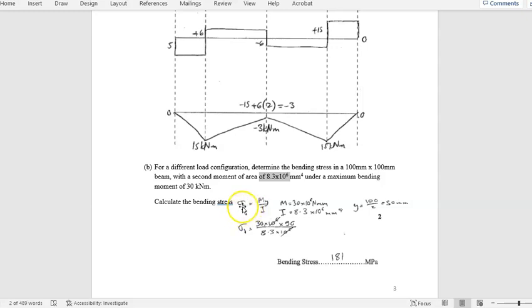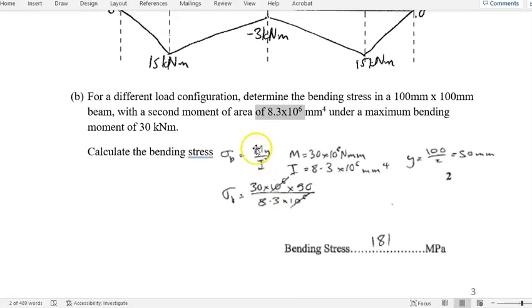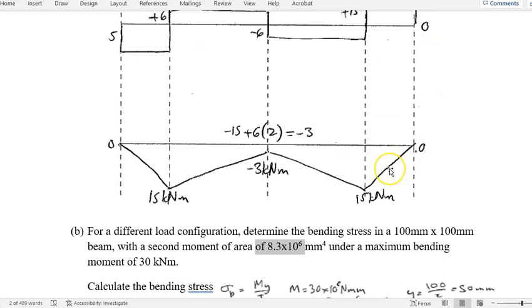So bending stress is My over I. M is the maximum bending moment, which was provided for us. I did that, so rather than having us read off the diagram above, I don't want to have a carried error. So by me saying the maximum bending moment here, in this case our maximum bending moment is 15 kilonewton meters. It's the absolute value. We don't care if it's positive or negative.